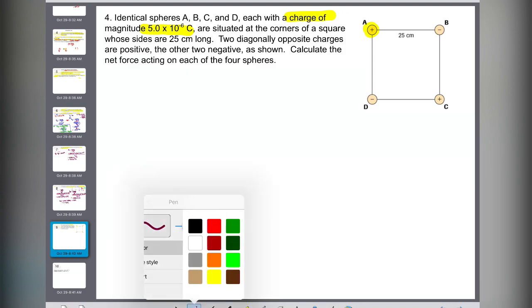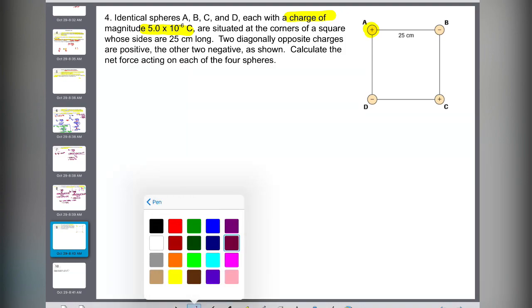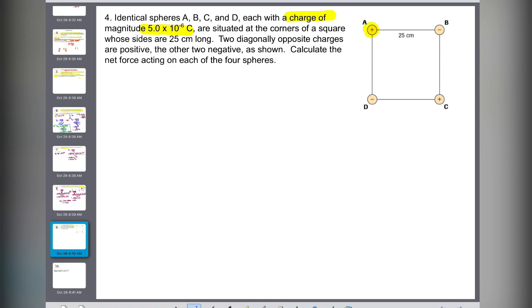Okay, so let's study this first. So just like what we've been doing, we basically would find out what the forces are acting on each of the spheres. Okay, so A is going to feel B. Because A is positive and B is negative, the net force is going to be going to the right between A and B. So I'm just going to draw FAB going to the right. Are you okay with that? Right? They're attracting, opposite charge.